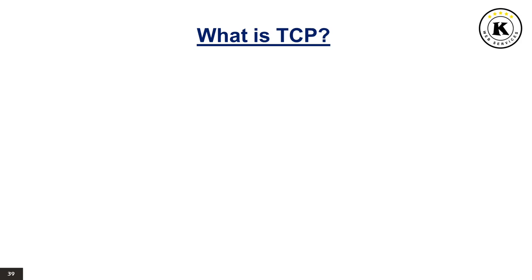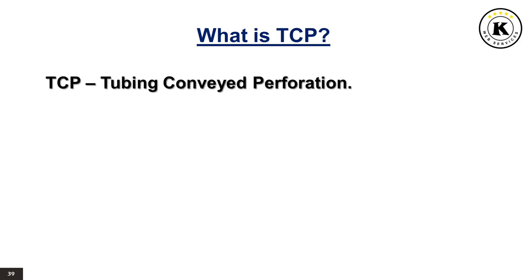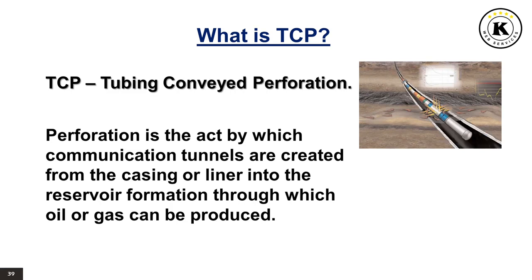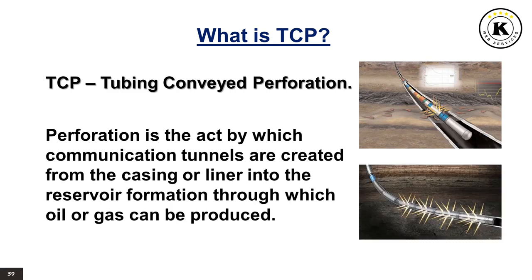What is TCP? TCP, tubing conveyed perforation. Perforation is the act by which communication tunnels are created from the casing or liner into the reservoir formation through which oil or gas can be produced.